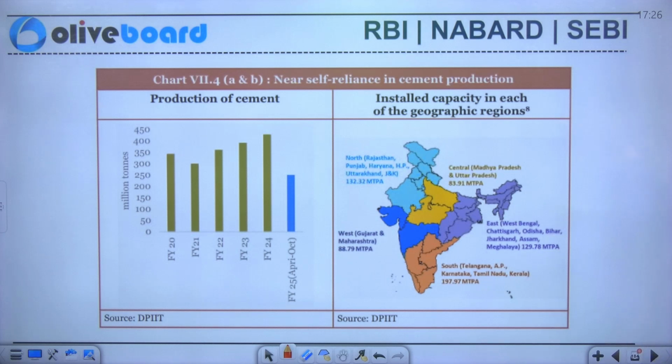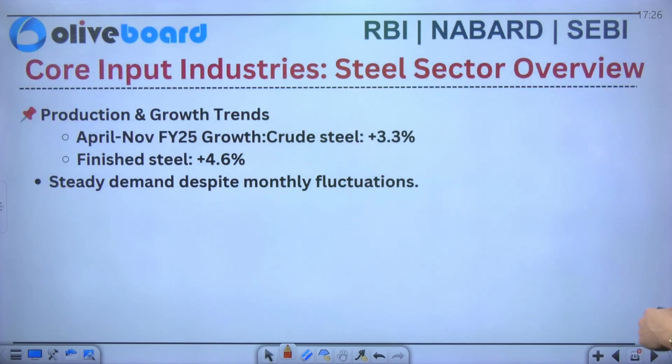Now you can see the production of cement. That is the data that is linked here. Similarly, you can see installed capacity in each region. Whatever data has been given, you can just see it. Okay, now we'll talk about the core input industry, specifically the steel overview.